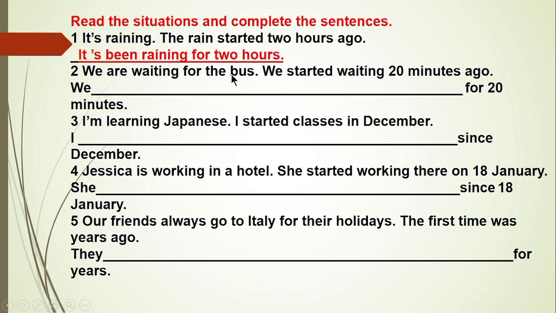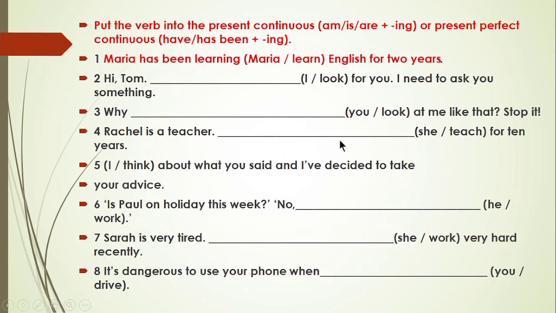Okay. We are waiting for the bus. We started waiting 20 minutes ago. So 20 minutes ago in the past the action started and still we are waiting. So we have to convert it into present perfect continuous tense. So we have been waiting for the bus for the last 20 minutes. Now why am I using for with 20 minutes? Because 20 minutes is a changeable time. After 5 more minutes I would say 25 minutes. So that is why we have to use present perfect continuous tense. Complete the rest of the scenarios so that you understand the use of this tense.